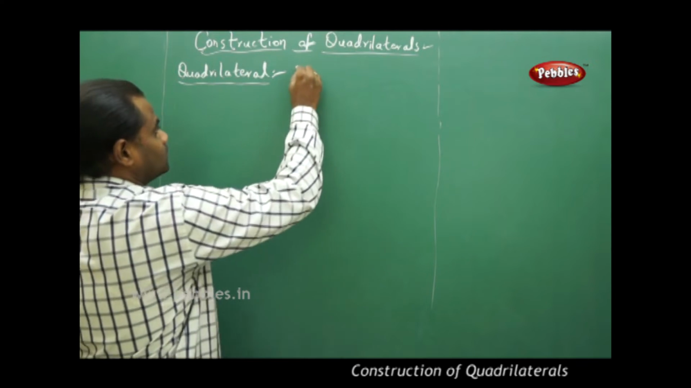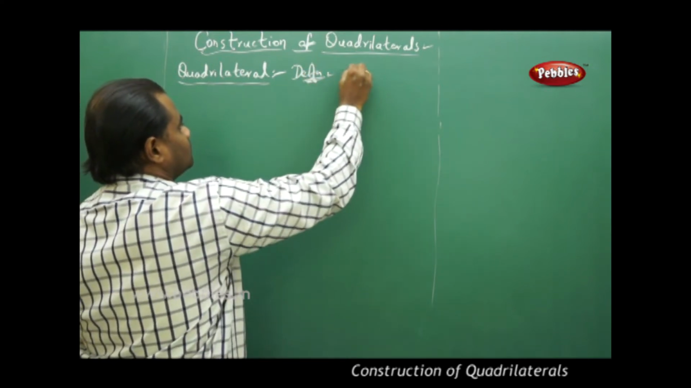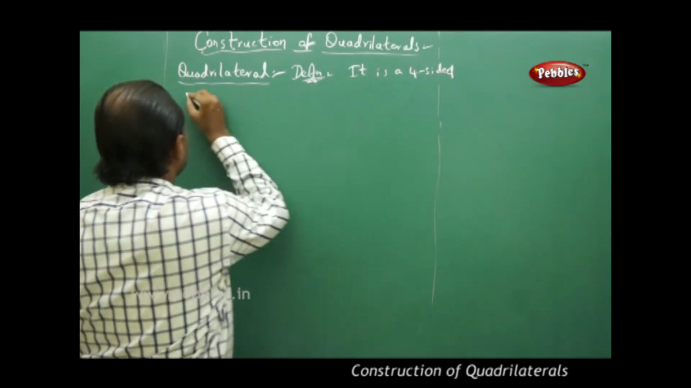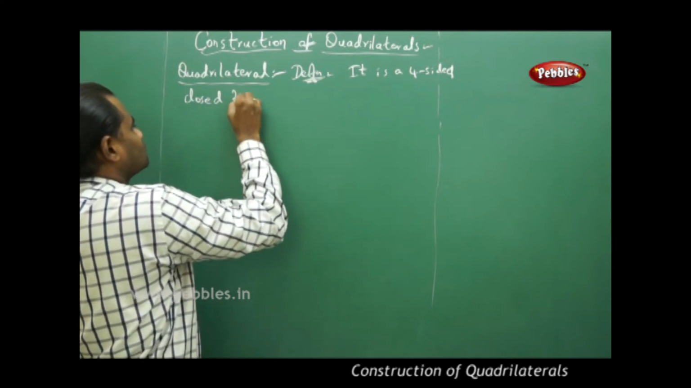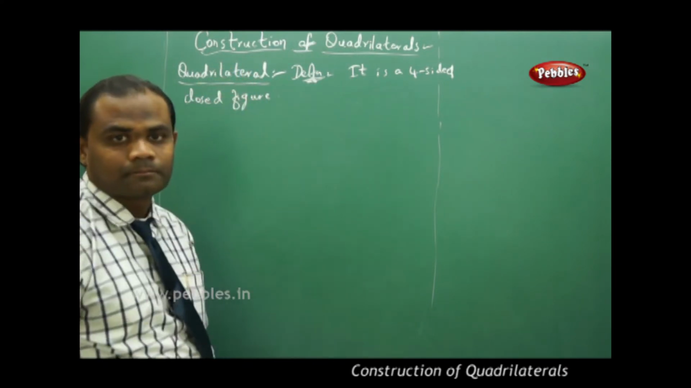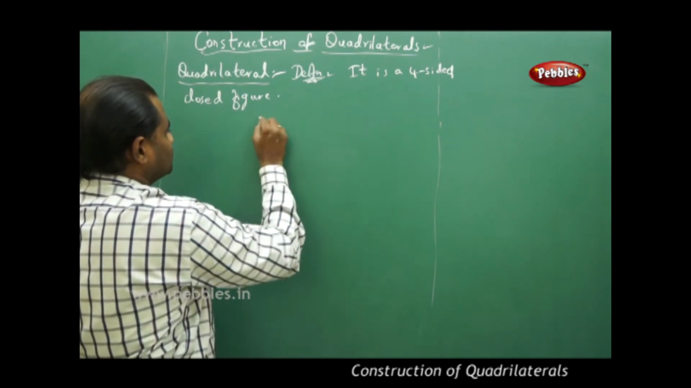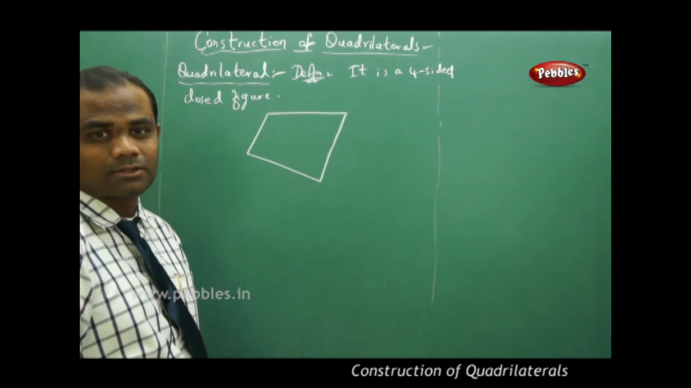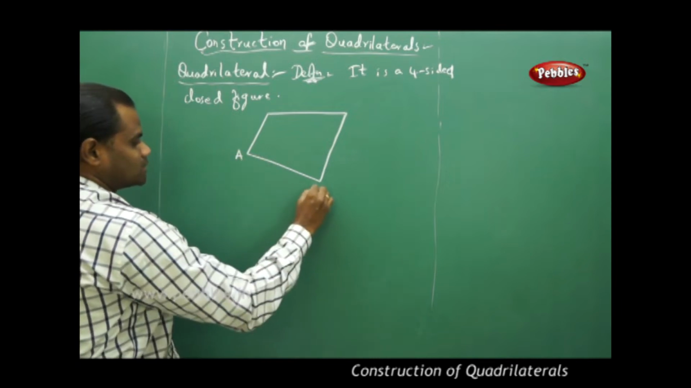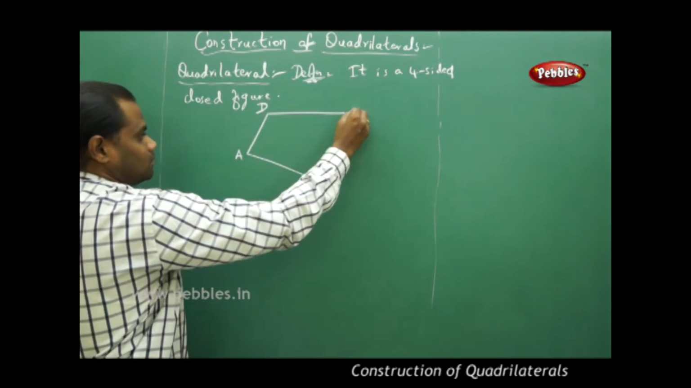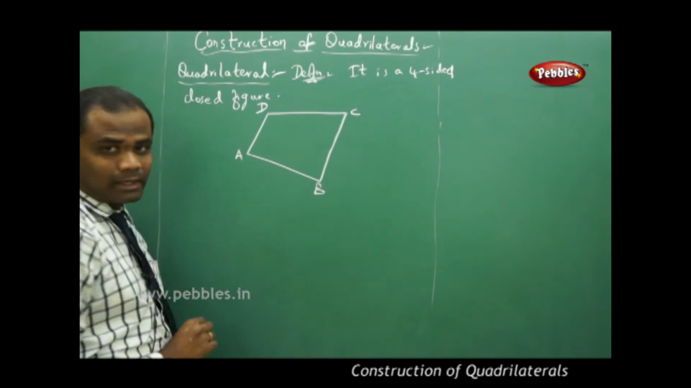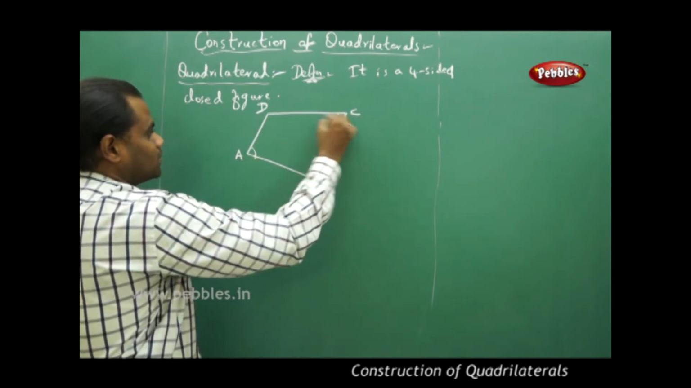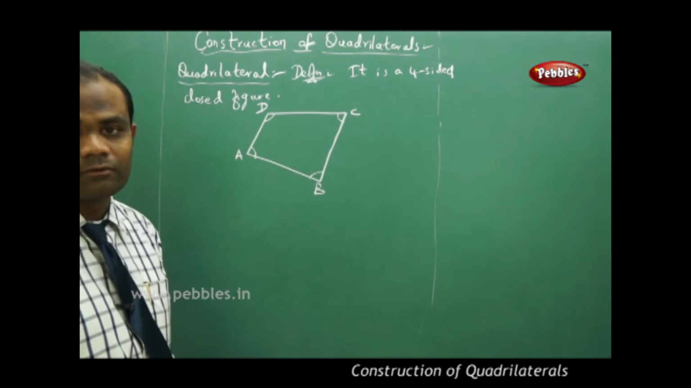So firstly, let me start with quadrilateral. The definition of a quadrilateral states that it is a four-sided closed figure. So when I say a four-sided closed figure, say I have something like this. So this is a quadrilateral. I usually denote the vertices with A, B, C and D. Now in this case, I identify that there are four sides which are closed and there are four angles which are at each corner of the given figure.